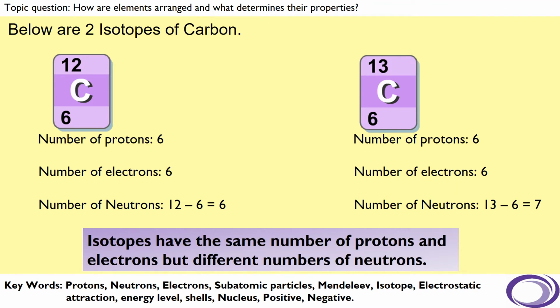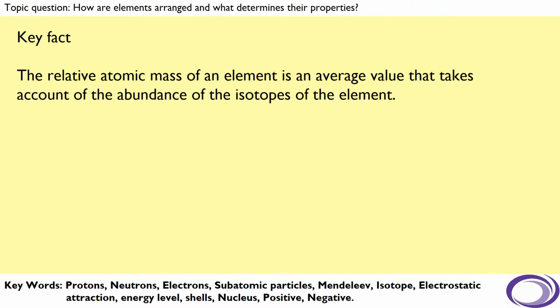Isotopes have the same number of protons and electrons, but they differ in their number of neutrons, and that is why the mass number is different. Now it's worth adding here that the atomic mass you see on the periodic table is actually an average value, and that takes into account the abundance of the different isotopes of that element.